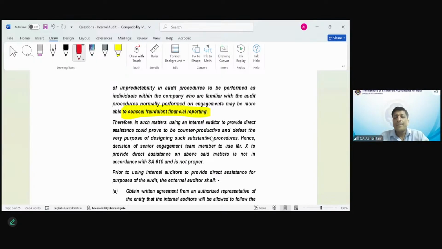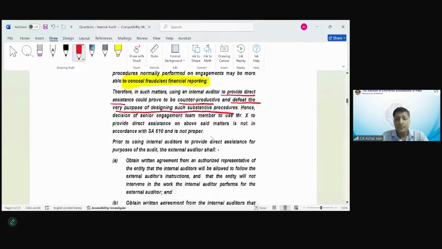Now, when it comes to the internal auditor providing direct assistance in relation to such matters, it could be counterproductive and defeat the very purpose of designing such substantive audit procedures. Hence, this consideration by the senior engagement member to use Mr. X to provide direct assistance doesn't seem to be appropriate.